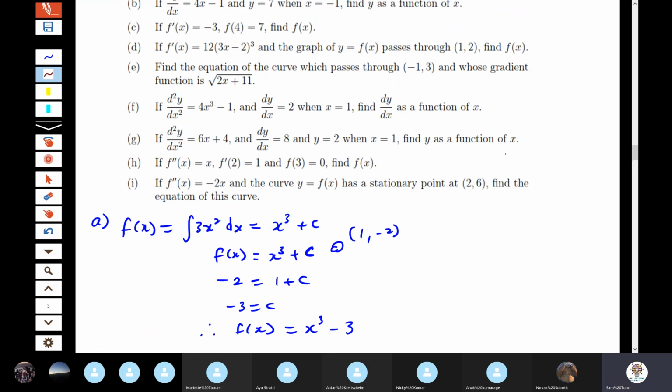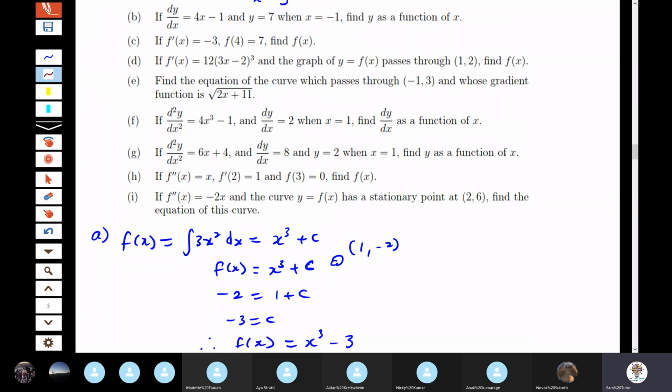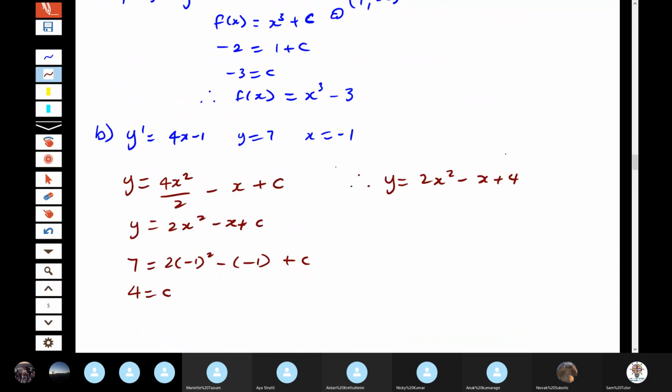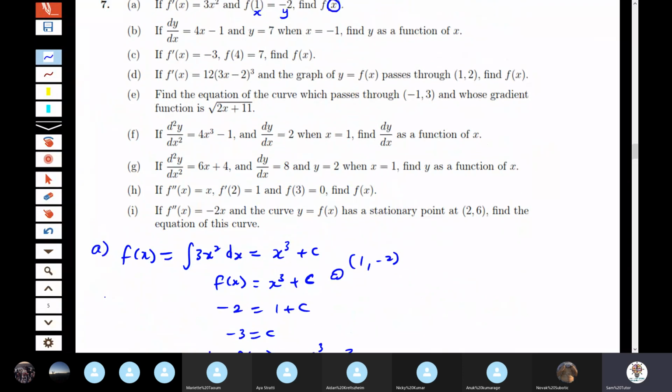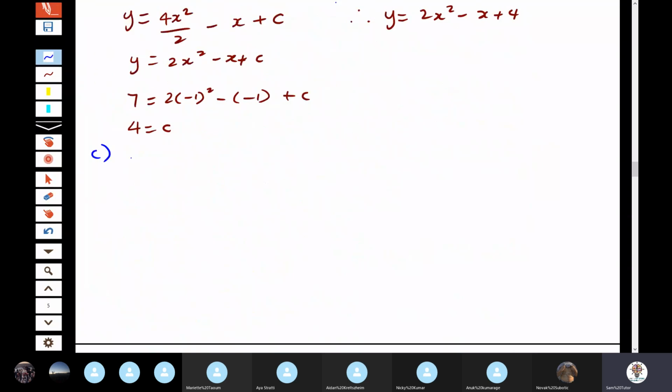All right. Part C. Who's going to do it? Aya, your turn. C is y dash equals -3. F of 4 is 7. Okay. Y dash equals -3. F of 4 equals 7. All right. Again, y is equal to the integral of -3 dx. What should the answer be? Just -3x plus C.